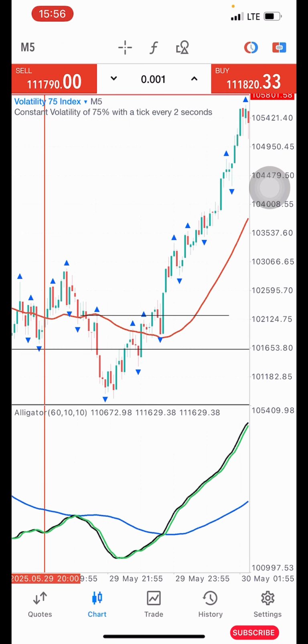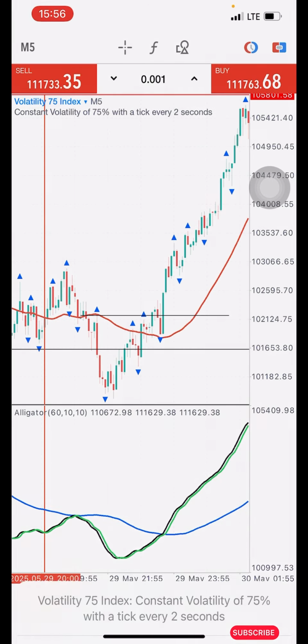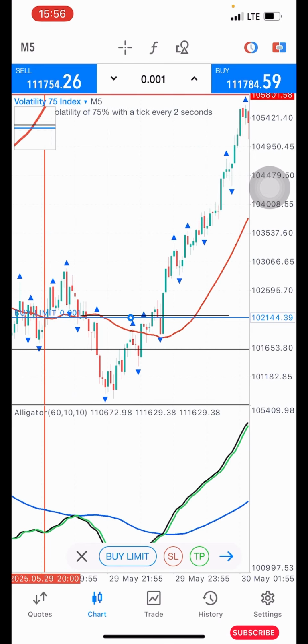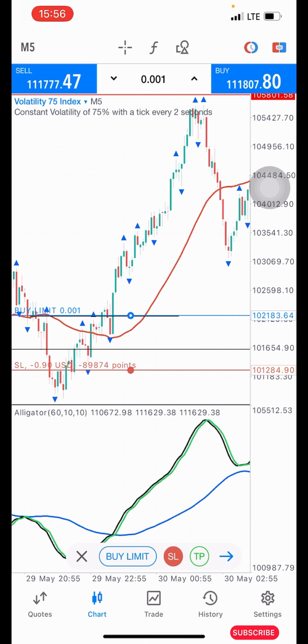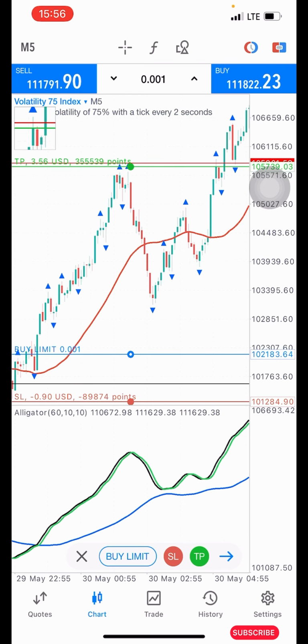So you took your entry from around this area here. Your stop loss was below here, and your TP is around this area here. All right, so you are risking $1 and your TP is going to be $3. All right, so this is how you do it.